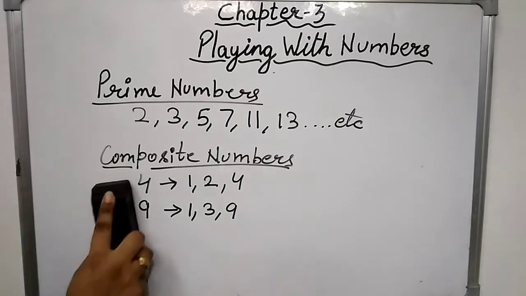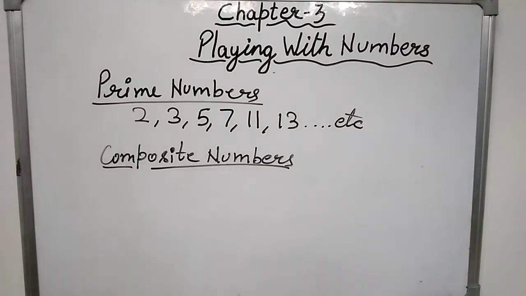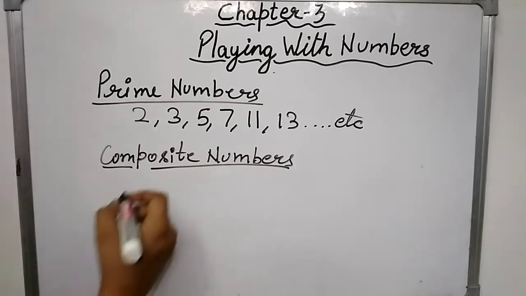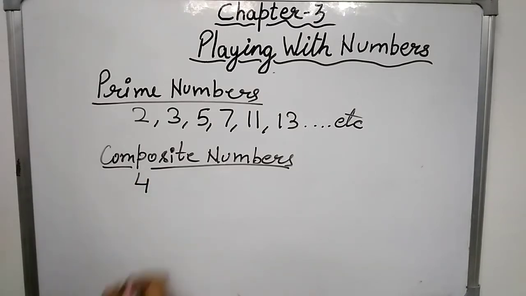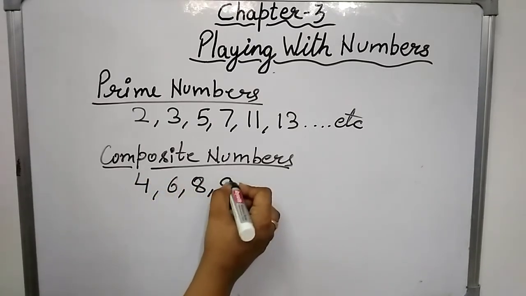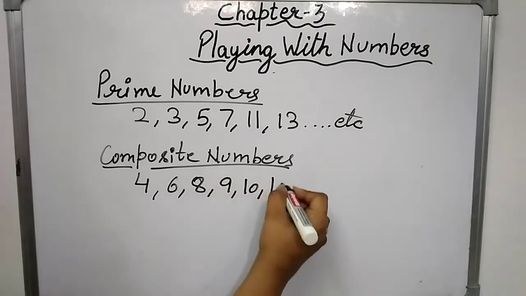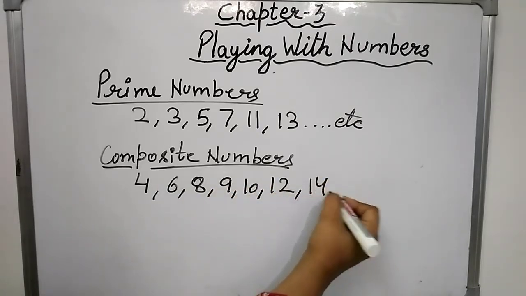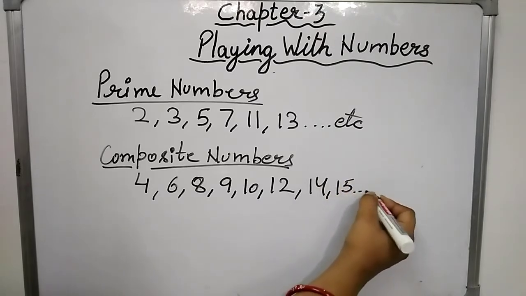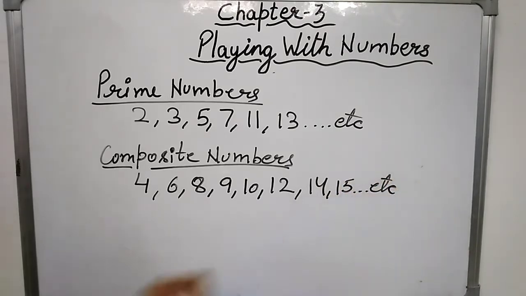So composite numbers can be 4, 6, 8, 9, 10, 12, 14, 15, etc. All the numbers other than prime numbers are composite numbers, and numbers which have only two factors are called prime numbers.